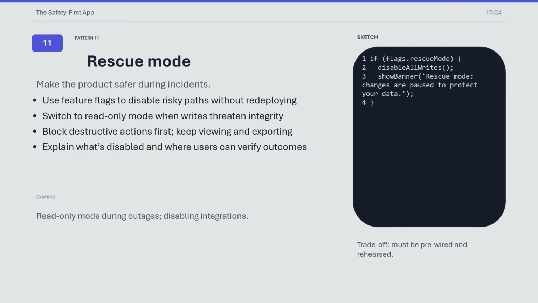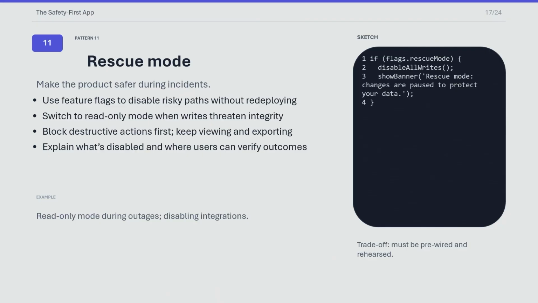Make the product safer during incidents. Use feature flags to disable risky paths without redeploying. Switch to read-only modes when you have writes that are able to threaten integrity. You need to block destructive actions first, and then you keep viewing and exporting accordingly. And you need to be able to explain what's disabled and where users can essentially verify what outcomes are put through.